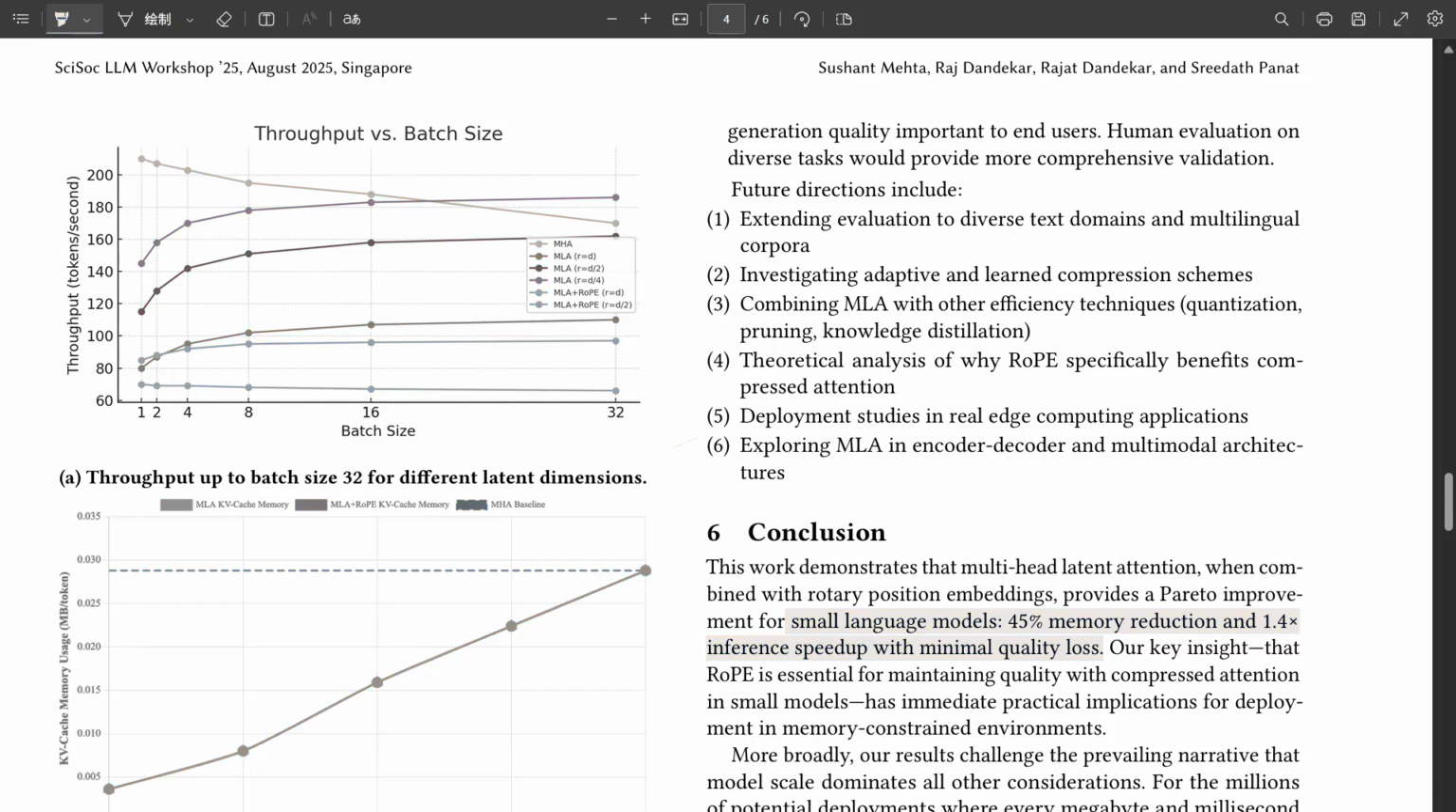What about speed? Did compressing the cache also speed things up? Yes, it did. Especially when you look at scenarios with larger batch sizes, which are common in server-side deployments or high-throughput situations. They observed a 1.4x inference speedup compared to using MLA plus RoPE, but with the full latent dimension, so where R equals D. So less memory and faster generation, that seems like the holy grail. But what about that quality hit?